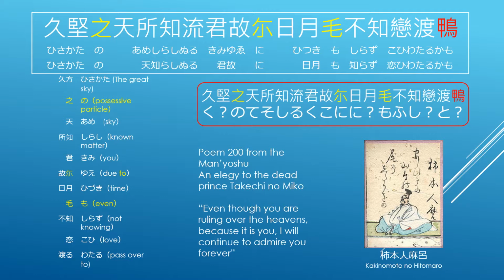And the characters that are listed in white on the left are actually the ones that bear meaning, which is written on the right in English along with the reading in hiragana. This is poem number 200 from the Manyoshu, and it is an elegy dedicated to the dead prince Takechi no Miko, written by Kakinomoto no Hitomaro. Even though you are ruling over the heavens, because it is you, I will continue to admire you forever. It's difficult, but try to piece together the words on the left to understand the meaning.